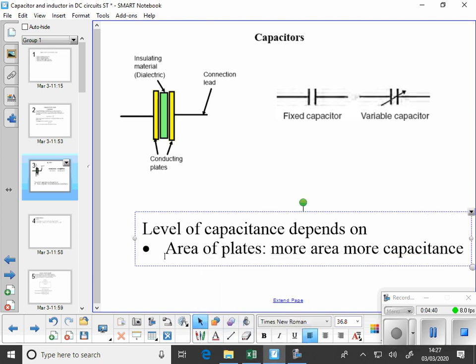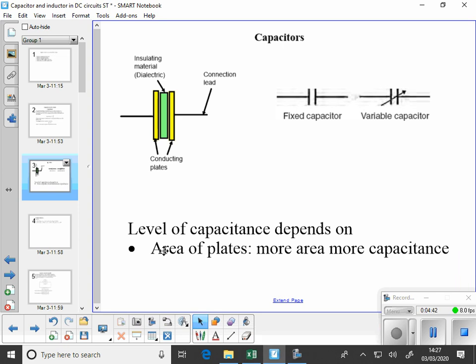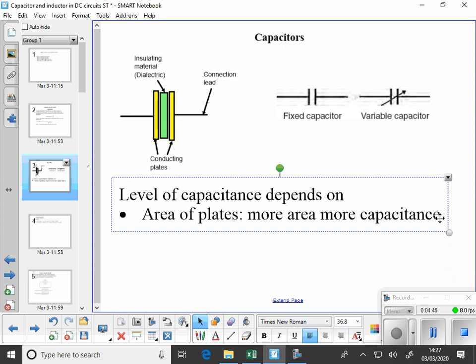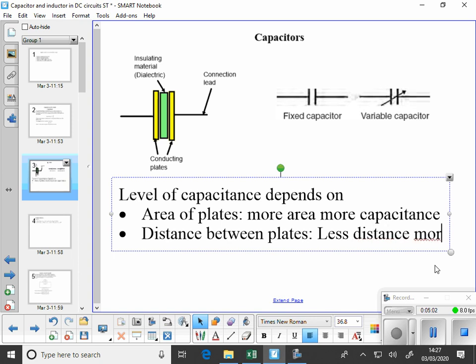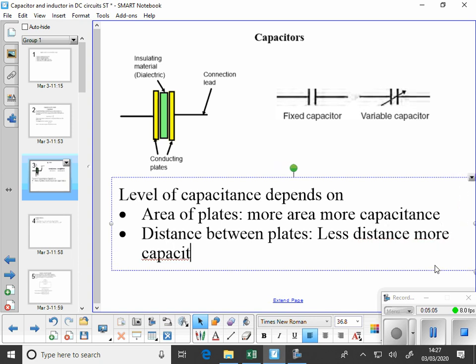So the bigger the area of your plates, the more capacitance you get. It's also dependent on the distance between the plates: less distance, more capacitance. So the thicker the dielectric, the less capacitance you get. The thinner it is, the better.